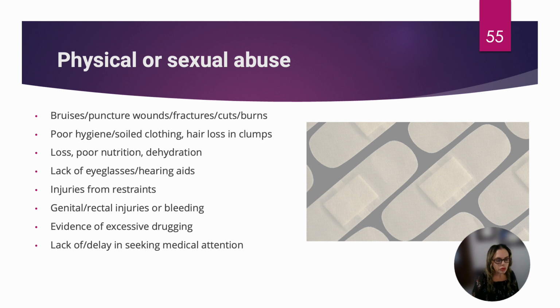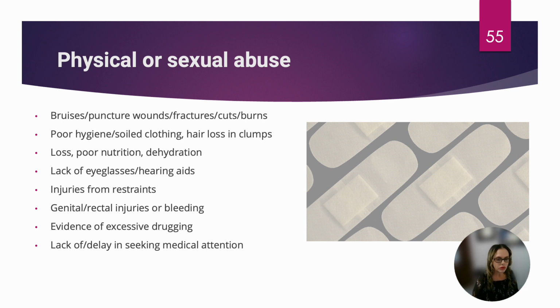Physical or sexual abuse may come as bruises, puncture wounds, fractures, cuts, or burns. There may be poor hygiene or soiled clothing. There may be loss of hair in clumps from the hair being pulled. There may be obvious signs of dehydration. The patient may be without their eyeglasses or hearing aids. You may see injuries from restraints. There may be genital or rectal bleeding or evidence of excessive drugging, like in the video we saw.